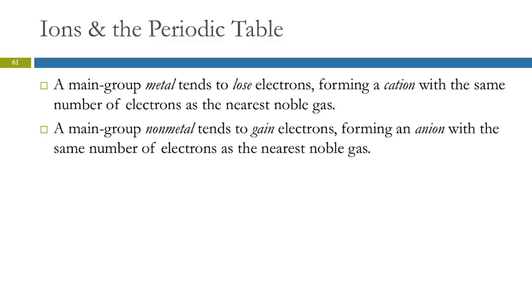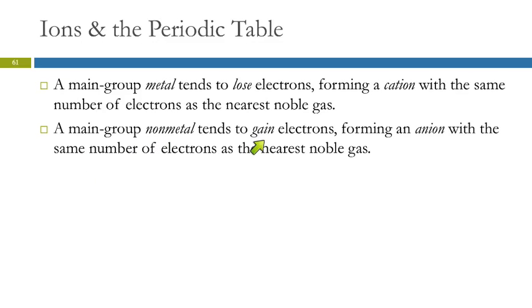We can predict what kinds of ions some of the elements will form by their position in the periodic table. Main group metals tend to lose electrons. When metals lose electrons, they form cations. The main group ones do that so that they have the same number of electrons as the closest noble gas. We'll look at a periodic table in a minute and discuss that again.